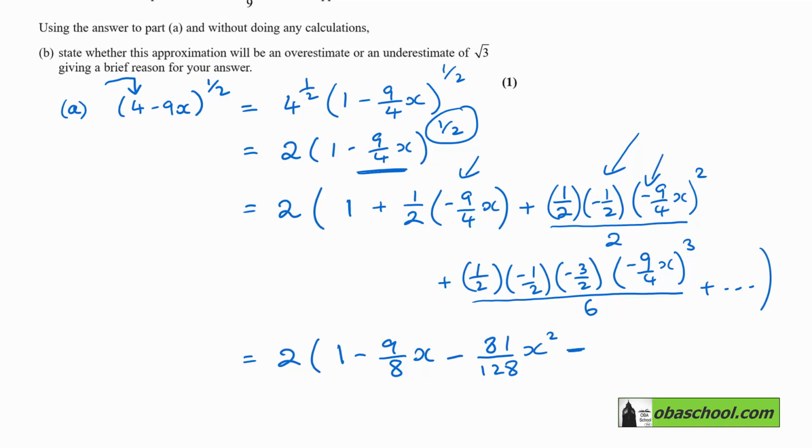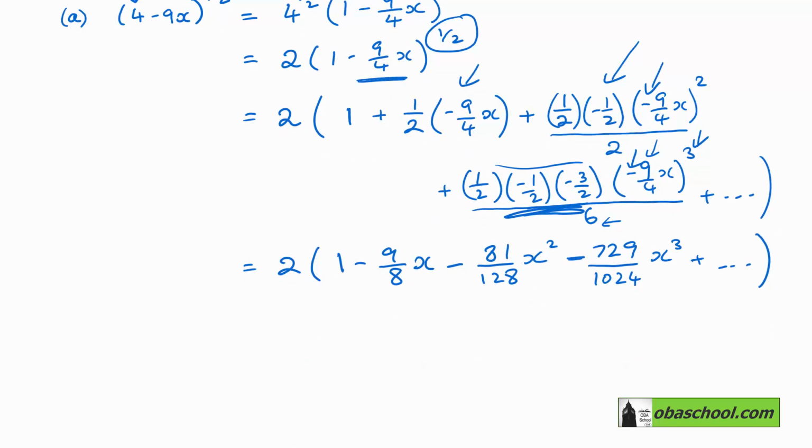And then for the last term here, we've got to multiply these things here, divide by 6, multiply by 9 over 4 cubed. And it's 729 over 1024 x cubed. And that would continue like so. That one's negative as well because the negative here gives us a positive, but this negative is in a bracket which is cubed. So, expanding out, we get 2, take away 9 over 4x, take away 81 over 64 x squared, take away 729 over 512 x cubed, and so on.